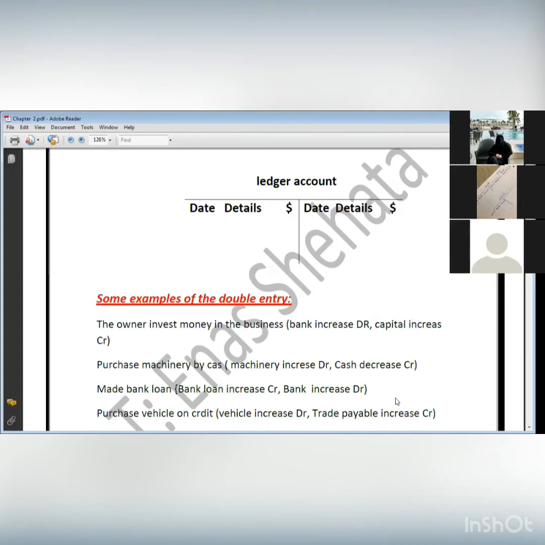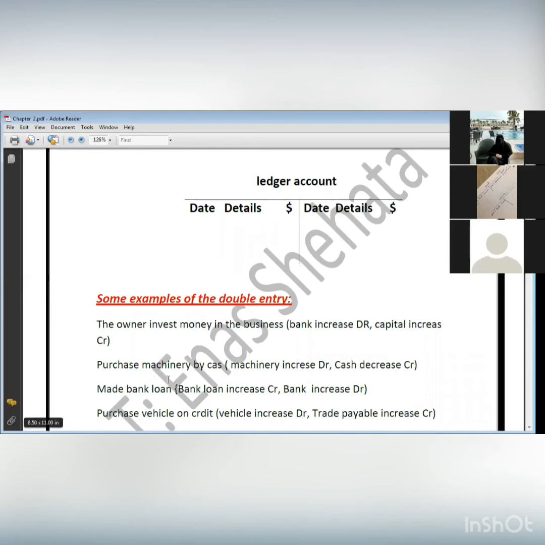Where will I put this money? If it isn't mentioned where he put it, automatically in the bank. So I put it in the bank. What will happen to your bank? Increase or decrease? Increase. So will it be debit or credit? Debit. Why debit? Because bank is an asset and assets are debit. When debit increases, it remains debit.